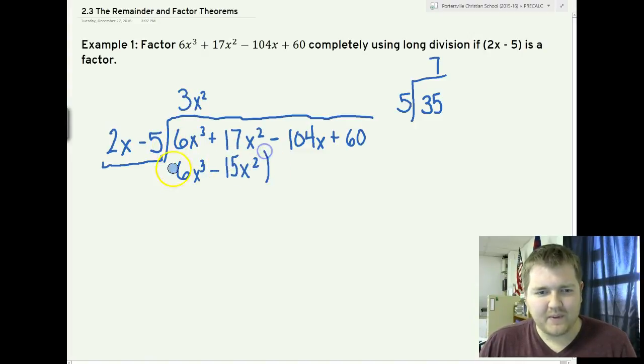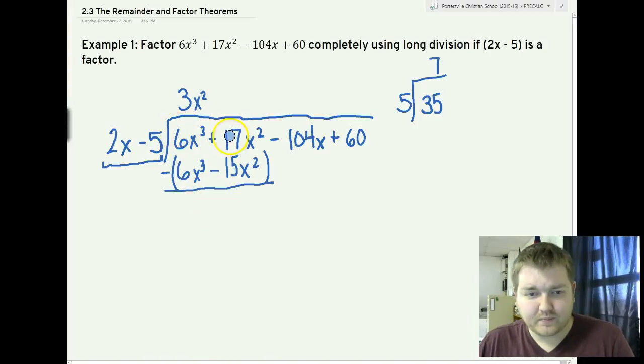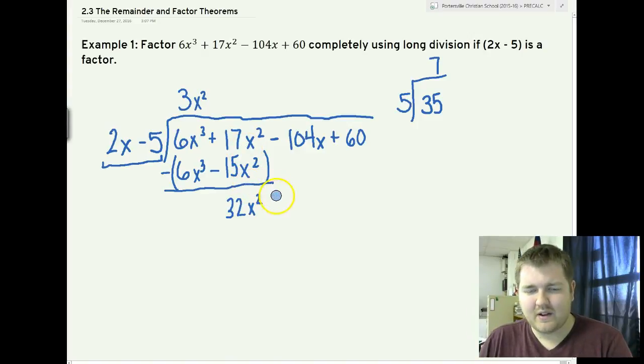And remember, at this point we're subtracting this whole binomial. So when we subtract these, the 6x cubes cancel out, and then we have 17x squared minus negative 15x squared, which is 32x squared, because we can subtract those since they're like terms. Then I'm going to bring down the minus 104x.